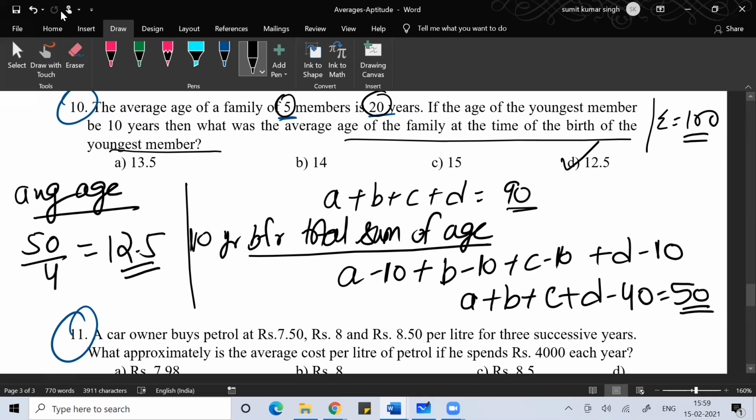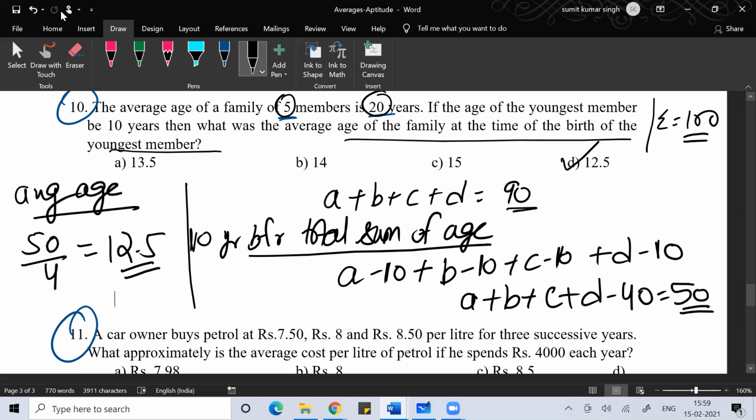Very simple. The average age of the family of 5 members was 20, so the total age of the 5 member family is 100. The youngest one is 10 years old, which means the youngest one was born 10 years before.